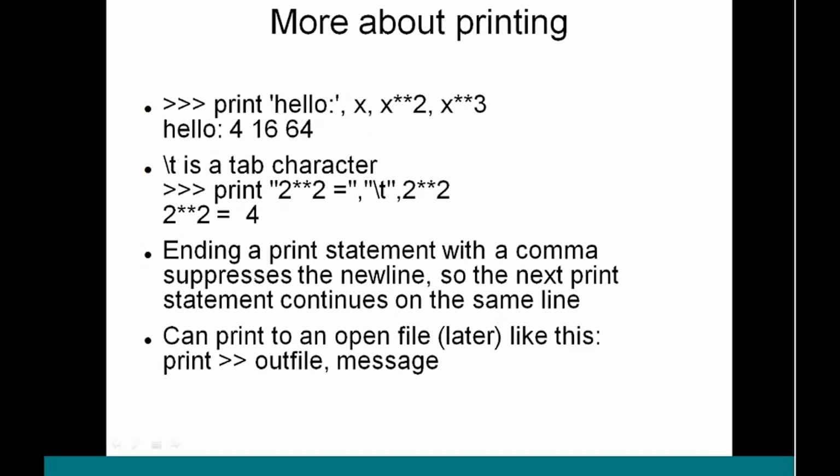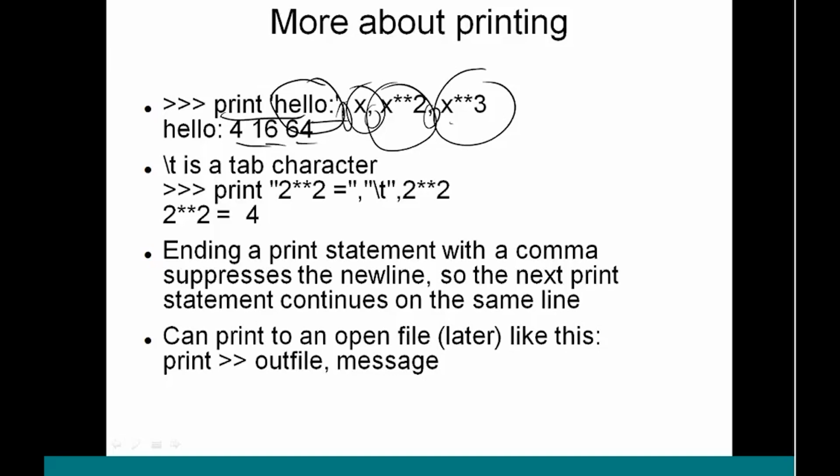So now let's look at some more on printing. Here we say print hello, and then we specify a comma and then x, x**2, x**3. What this means is essentially it is going to print the string hello, followed by whatever the value of x, then x to the power 2, which is x squared, and then it prints x cubed. Here x is 4, so it printed 4, 16, and 64.